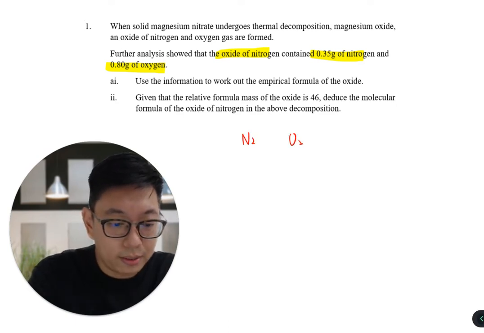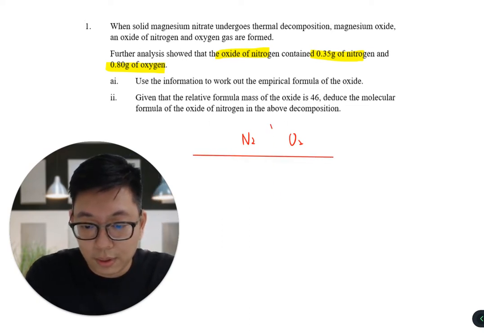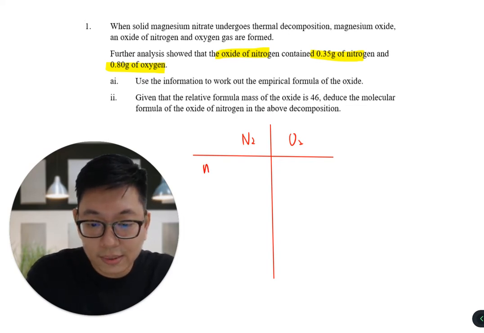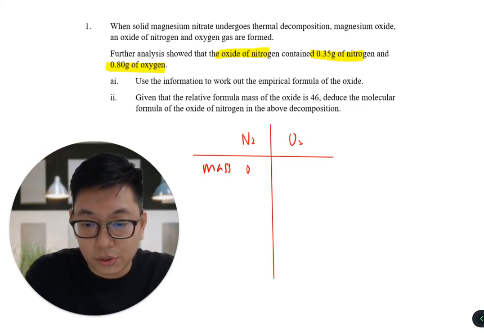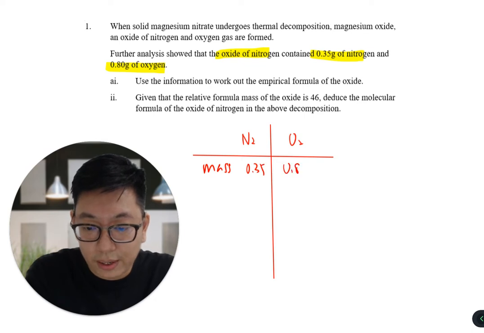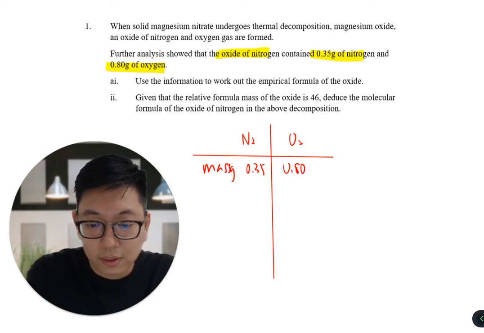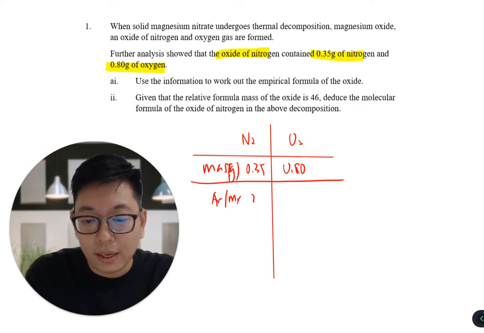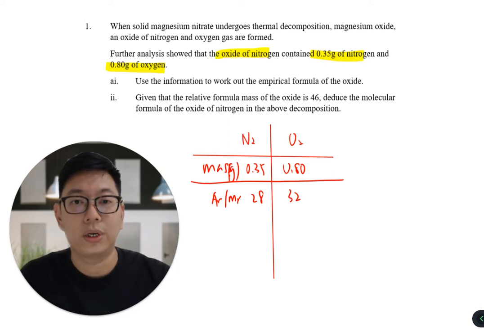Okay, so this is of course a misconception, and what they will do is after that they will write the mass, and this is 0.35, 0.80, this is in grams. They will write the AR or they will write the MR as 28 and 32, which is not correct.